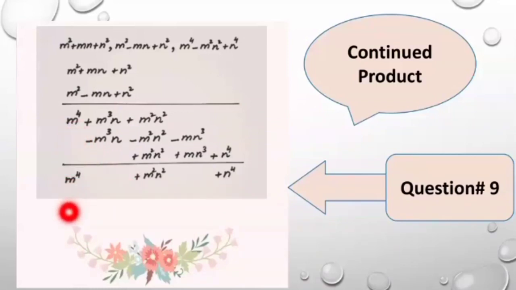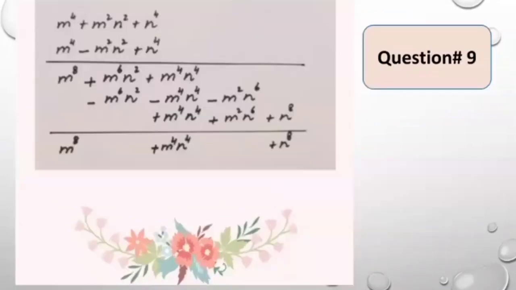Now m raised to power 4. This is the product of first two polynomials. Now we will multiply this product with the third polynomial. Let's see. We have written these polynomials in vertical form. Now let's start. M raised to power 4 multiplied by m raised to power 4.